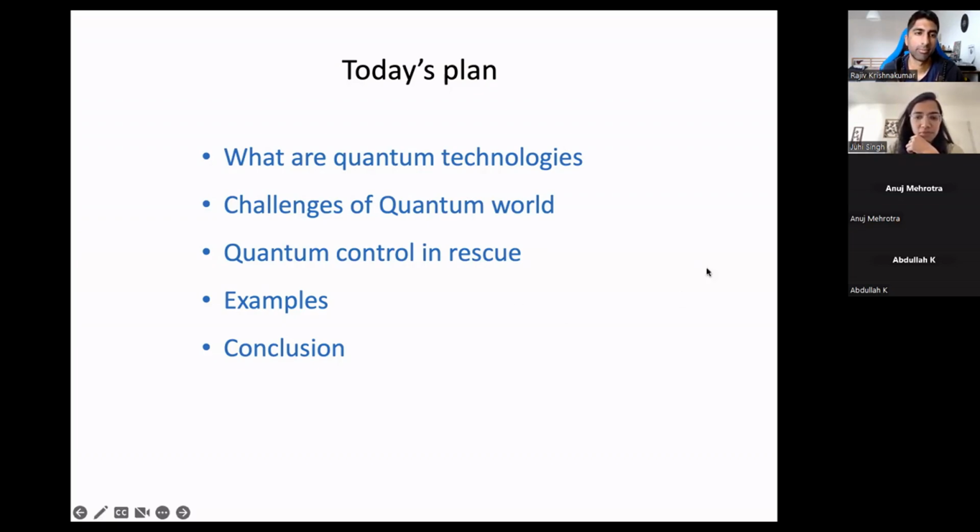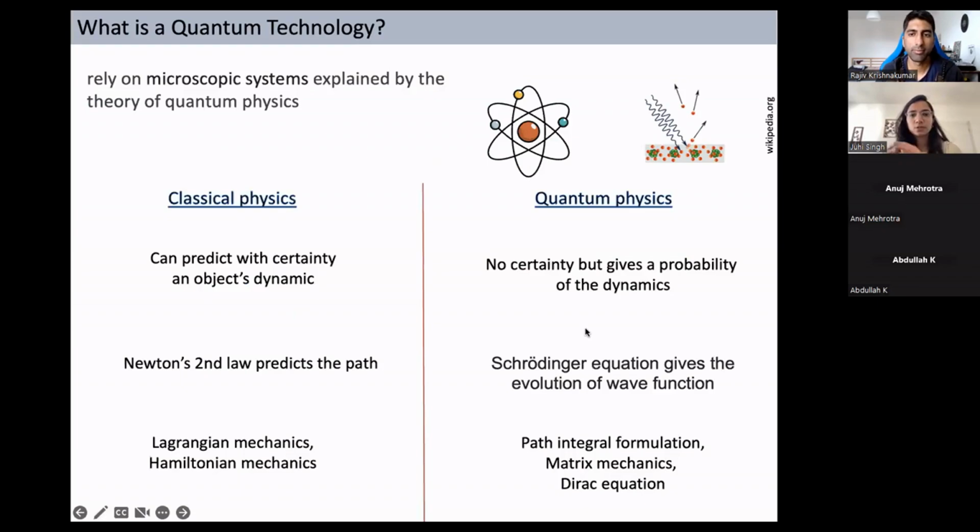So yeah, first of all, what is quantum technology? We hear a lot about quantum computing, quantum simulation, but what is that? It's really anything that you can do with microscopic systems, for example atoms, photons, electrons. These are things that follow the laws of quantum physics.